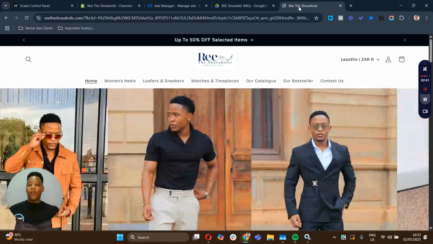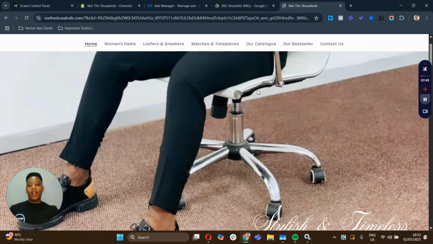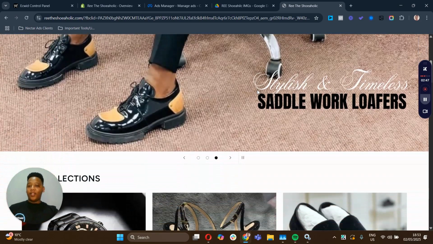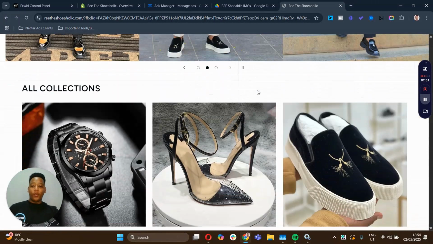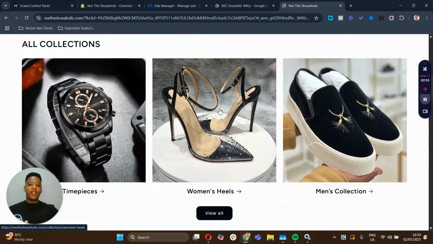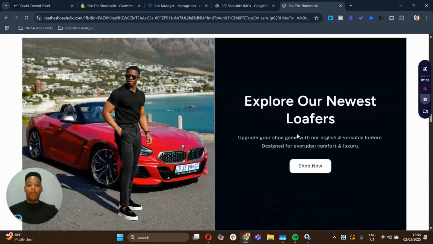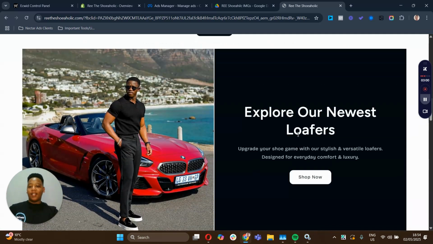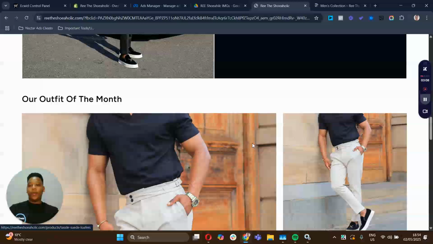So they already had a website. What we did was we set this up, listed all of their products. This is a fashion brand, as you can see, specialized and focused on men's footwear. Although they have timepieces, they have women's heels, but men's footwear is really the best seller of the brand. So that's why we highlighted things like explore our latest loafers, which goes onto this section that really covers their loafers, and I'll get to it once it loads.